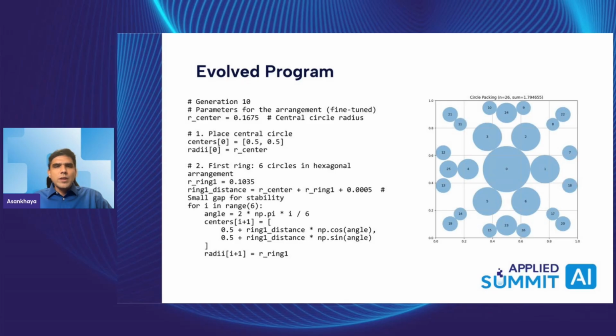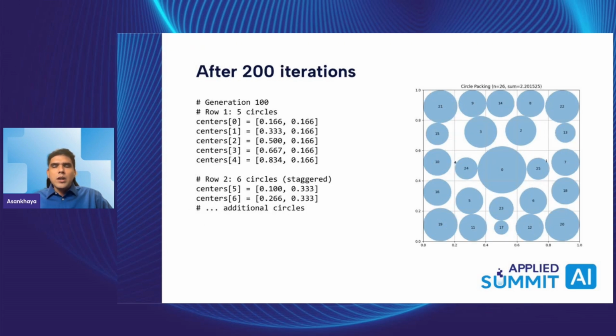And by the time you reach around 10, 20 generations, you'll notice that the system has already discovered this hexagonal arrangement, which is something that you would do yourself if you were trying to do it by hand, or if you were trying to set up these things. You'll realize that instead of going across, if you put it in this kind of 6 circles in hexagonal arrangement, that actually helps, right? Then by around 100, 200 generations, things start to get a lot more interesting.